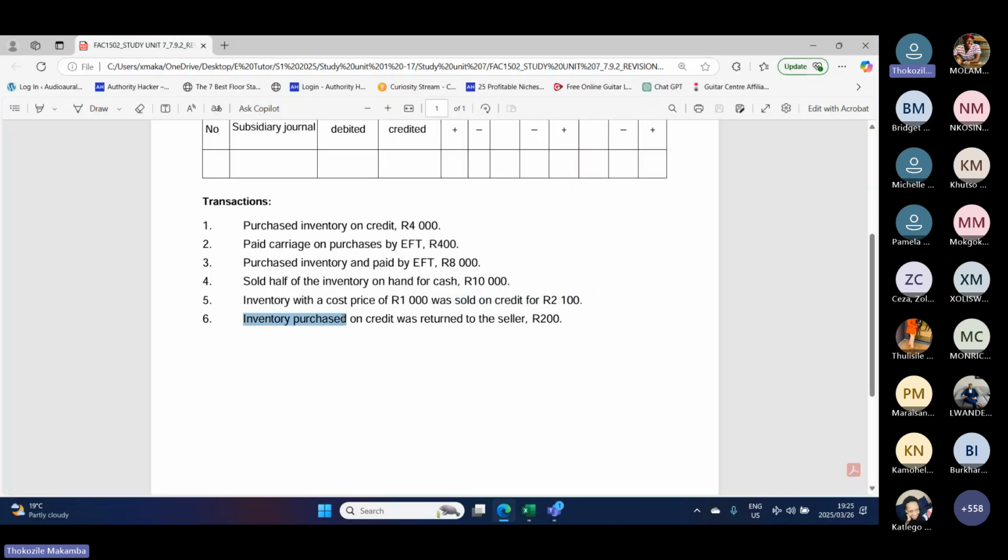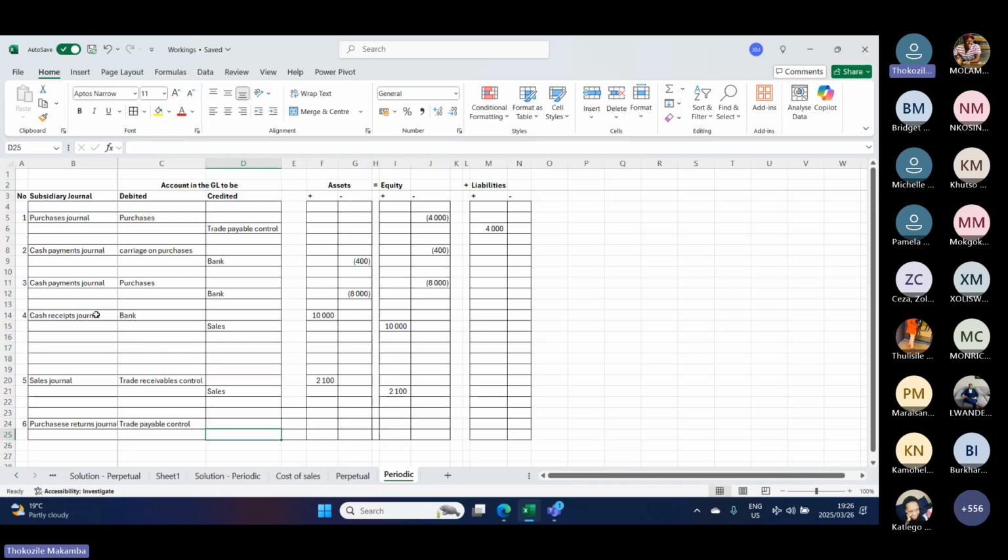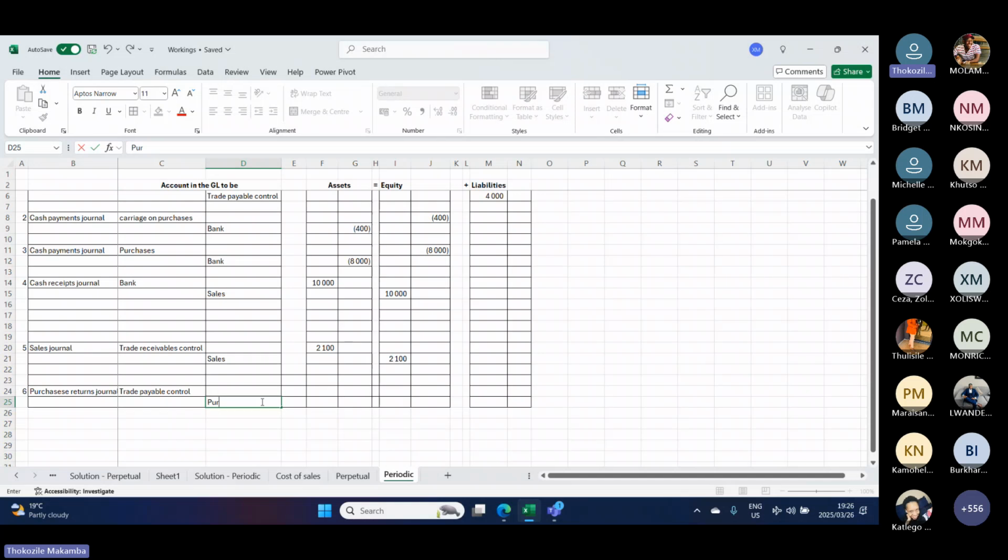All right. And then onto the last transaction, inventory purchased on credit was returned to the seller and it was worth 200 rand. So important here to understand that we purchased it on credit, right? So if we returned it and it was purchased on credit, we know that our trade payables has to be reduced, right? Okay, so the last transaction is gonna go into the purchases returns journal, right? And then because we had purchased it on credit, we are going to debit trade payables control because we owe less money now to our creditor because the item has been returned, right? And then what we credit is not purchases, but purchases returns, right?